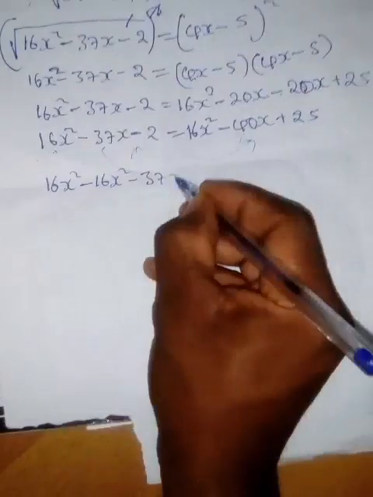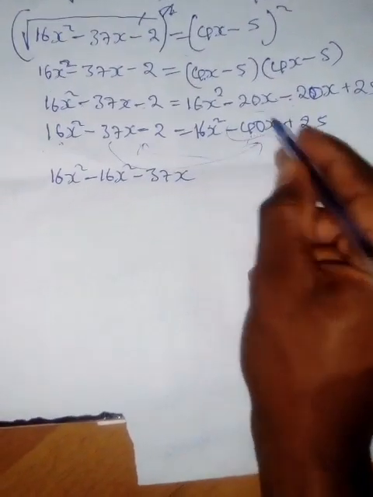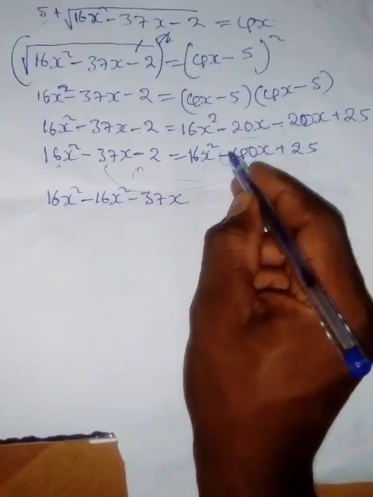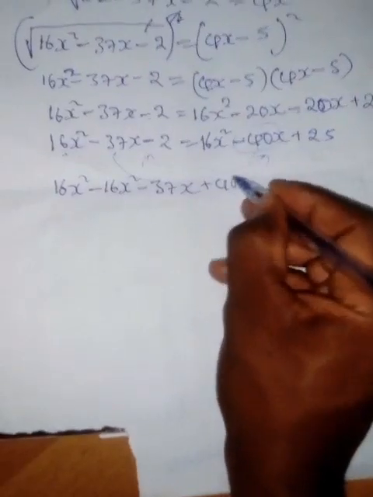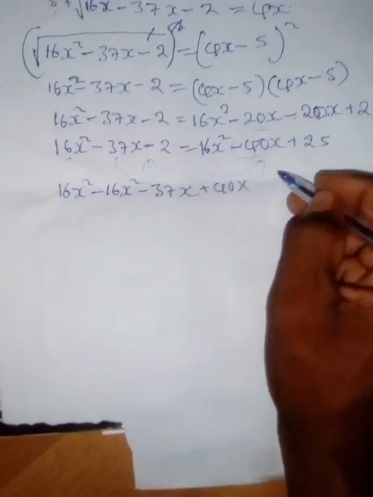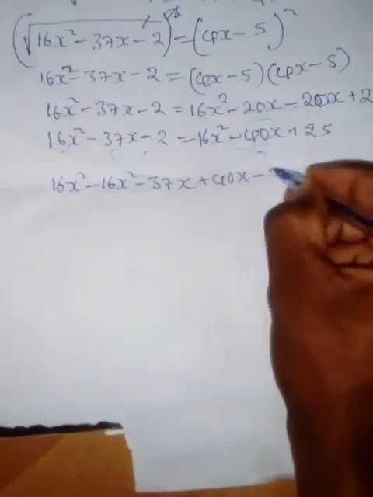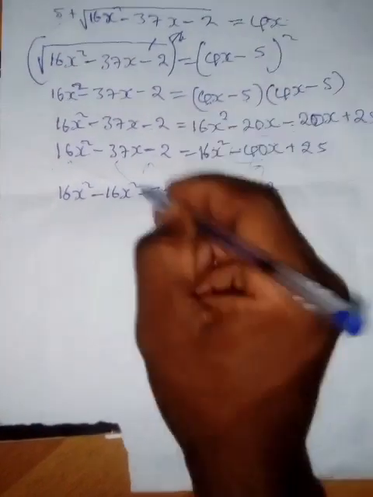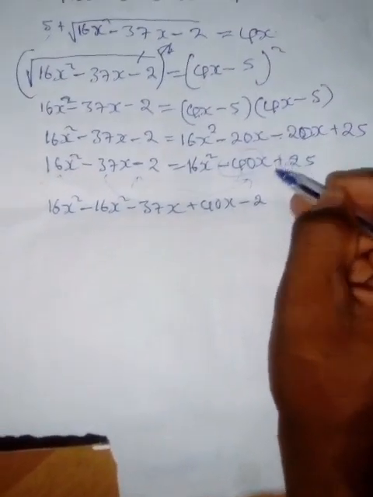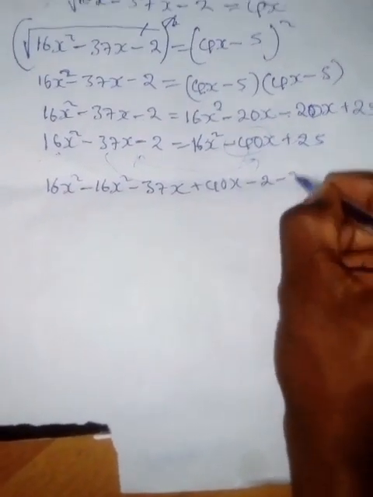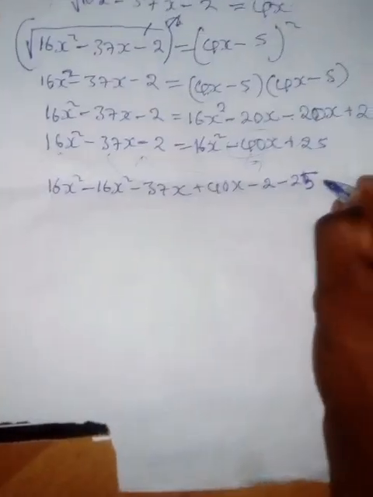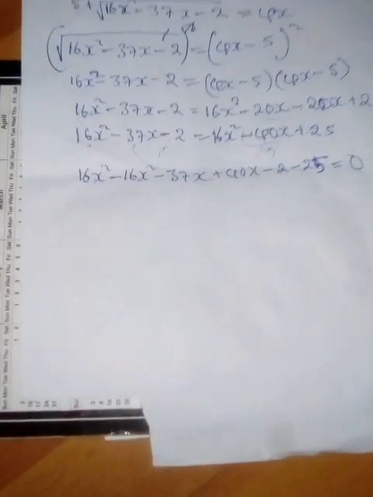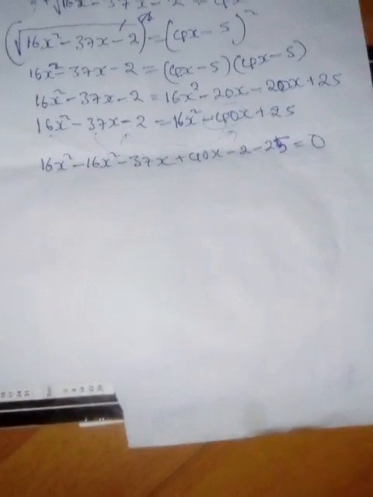Then from there I'm going to write 37x, which is negative on this side, and when it crosses it becomes a positive 40x. Then I'm going to write negative 2. This one, as it crosses, becomes a negative as well, so it will be negative 25. Equals 0, because what is remaining on this side is nothing, so just write 0.